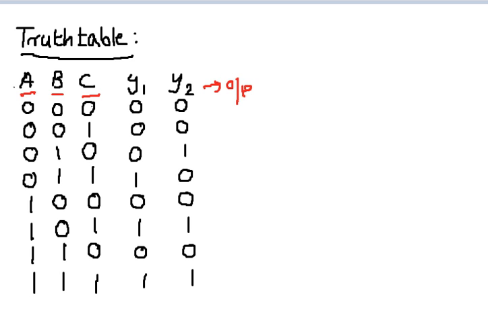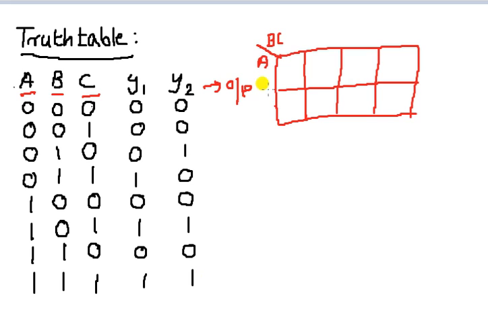Let's draw the K-map for finding the Boolean function. This is the three variable K-map for finding the output Y1. For that, we write the input like this, A and BC. Here the values 0 and 1. Here we have four combinations using 0 and 1 like this, 0 0, 0 1, 1 1 and 1 0.